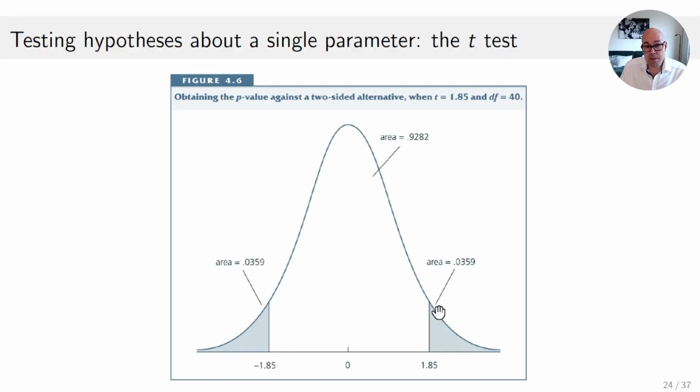Okay, so this area is 0.0359, and then I have here 0.0359, so it's 2 times that, which is about 7%. Okay, so at the 5% level, we would actually not reject.